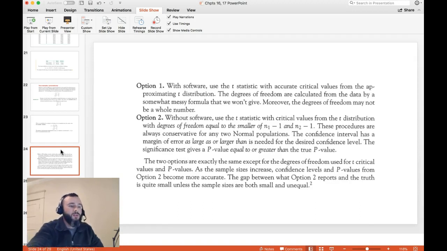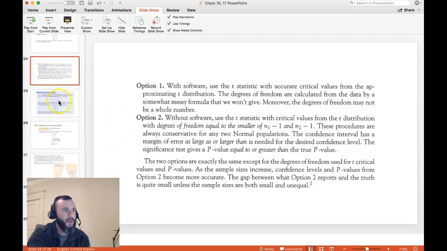So this is really interesting. The gap between what option 2 reports and the truth is quite small unless the sample sizes are both small and unequal. And for what you'll be doing from me in this class, option 2 is what we're going to be doing.